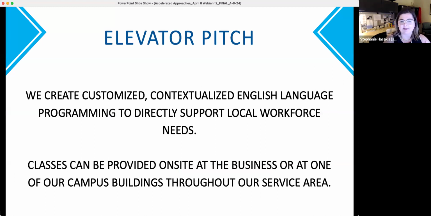We create customized, contextualized English language programming to directly support local workforce needs. That's what we share when we're meeting with businesses and with community members. It's very meaningful for everyone engaged in workforce or education, but it's meaningful for business owners too.